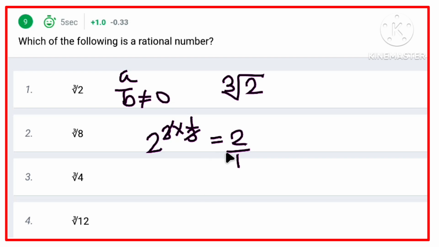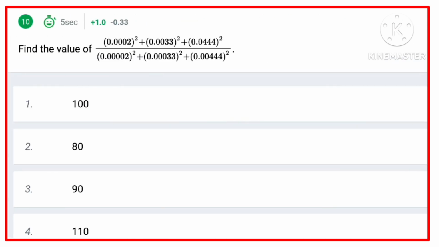Always remember, any counting number which doesn't have anything in the denominator means it has a 1, and this 1 is not equal to 0. This number is in the form of p by q where q is not equal to 0, so this is a rational number. So option number 2 is going to be your correct answer. Now let us see the next one.